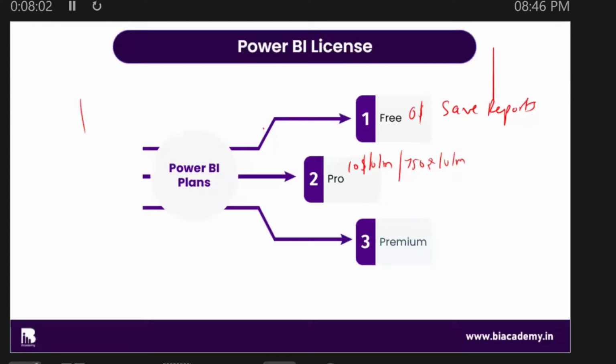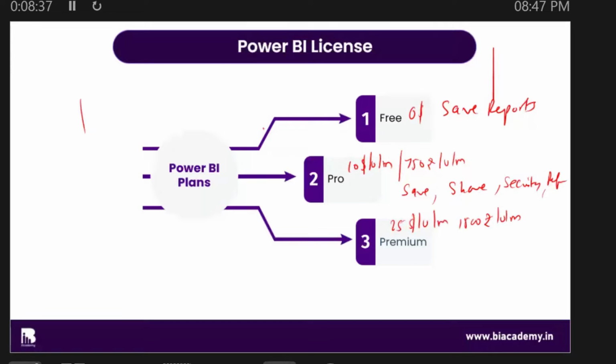What can you do with a Pro license? Of course, you can save the report, and along with saving, you can share your report. You can perform some security operations. You can set up a refresh, etc. So you can do the majority of all things inside the Pro license, which is for $10 or 750 rupees. The third license is the Premium license. Last time when I saw, it was $20 or $25. Let's say it is $25 per user per month. For Indians, it is 1,500 rupees per user per month. Again, we have a discount here.